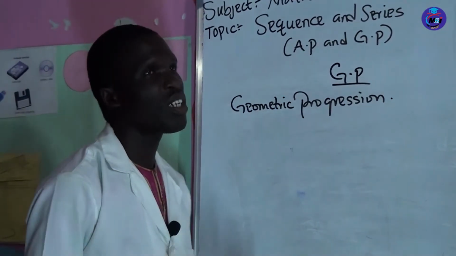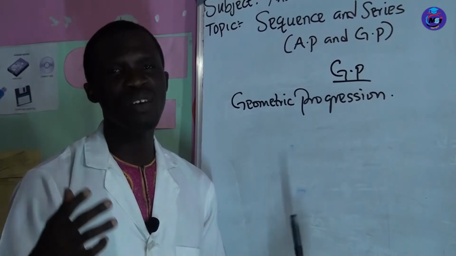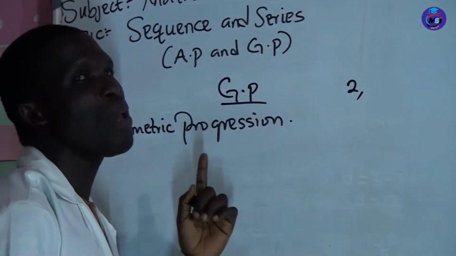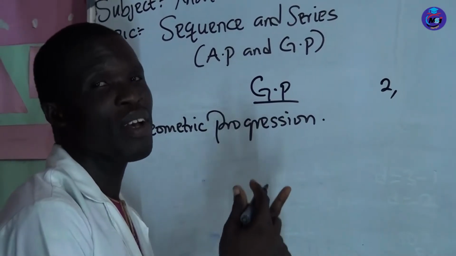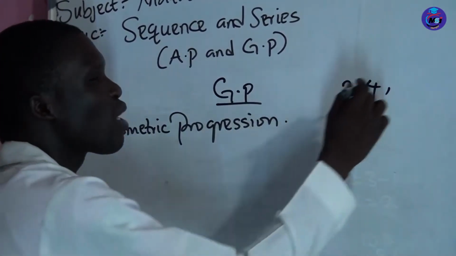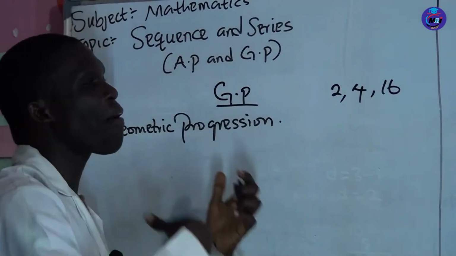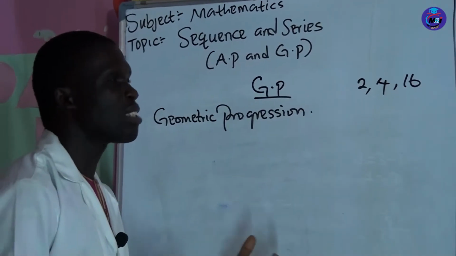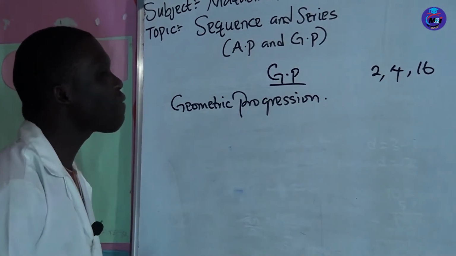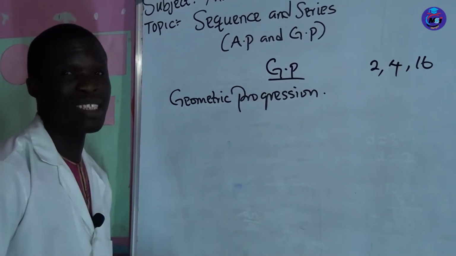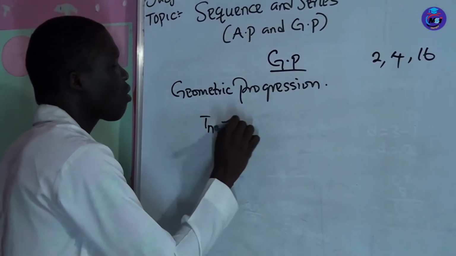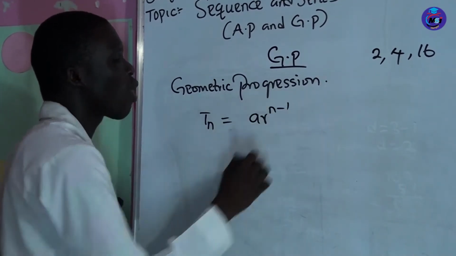Now this geometric progression is about multiplication of numbers. Let's say for instance you have 2. In AP we are adding, but in GP we are going to multiply. 2 times 2 will give us 4. 4 times 4 will give us 16. Okay, so that is how the series is increasing, by multiplication, but in AP it is addition. Now in GP we have some formulas we use, just like the way I explained during AP class. Now we have Tn equals a r to the power n minus 1.